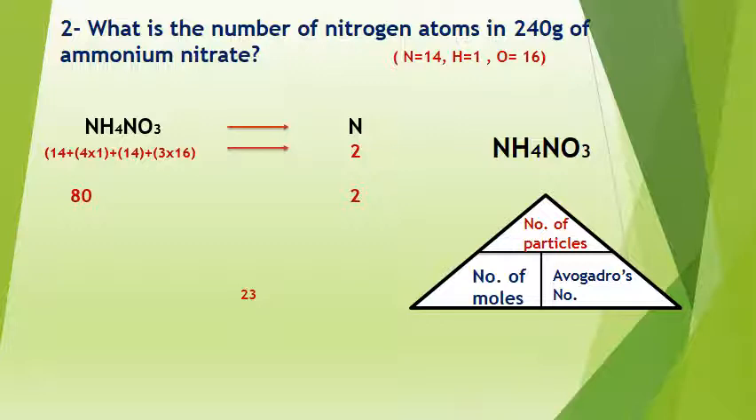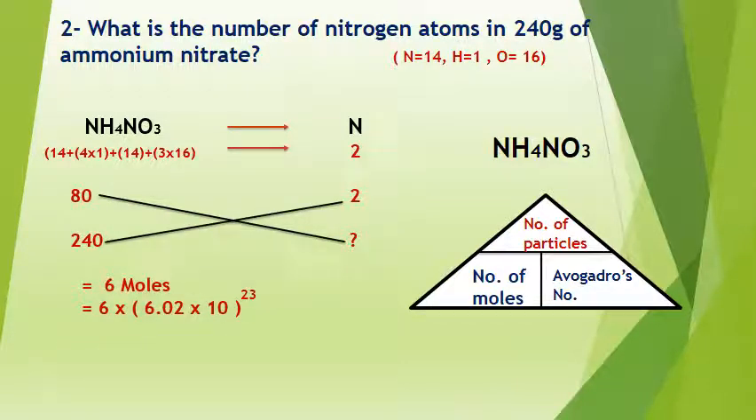Now I need to know what the number of moles of nitrogen in 240 gram of ammonium nitrate. This is 80 grams. This is the molar mass that I calculated before. So I will write here under 80, 240 gram of ammonium nitrate, and question mark under nitrogen. Then make cross multiplication to calculate the number of moles of nitrogen in 240 gram of ammonium nitrate.